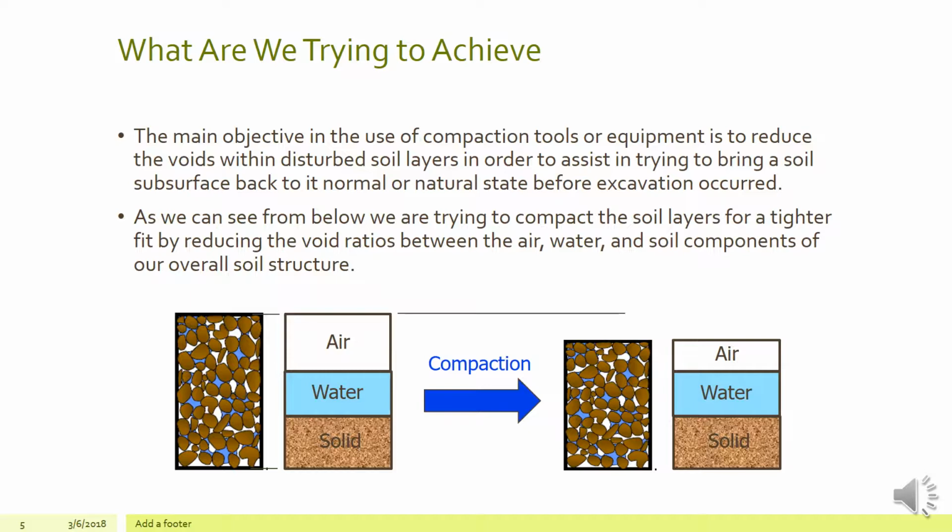This is where the compaction tools come into place. As we look at the pictures below, we have the air, the water, and the soil components. Off to the left, we have a disturbed soil sample. We've excavated, dug it up, and broken apart all the solid material or particles, and now we want to get it back to where we're shrinking that down and eliminating the voids that might be present.